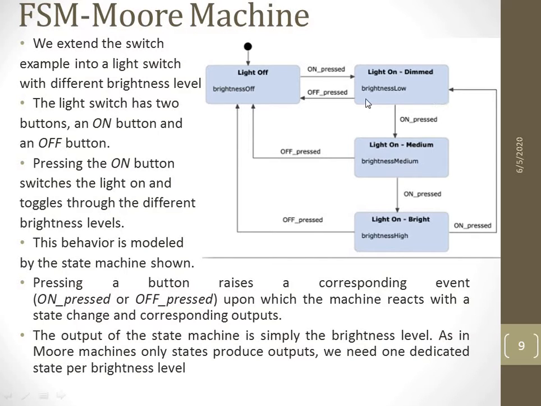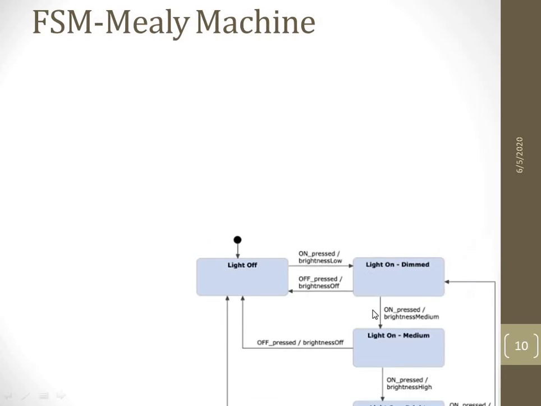So here you can see, once on is pressed, the brightness is low. Again the on is pressed, the brightness is medium. Again the on is pressed, the brightness is high, and so on. You can look at it in this diagram.